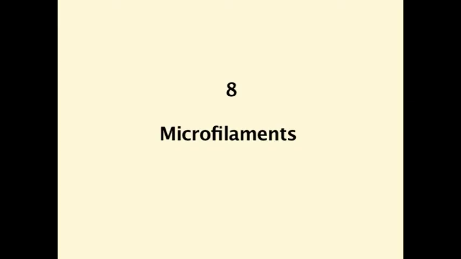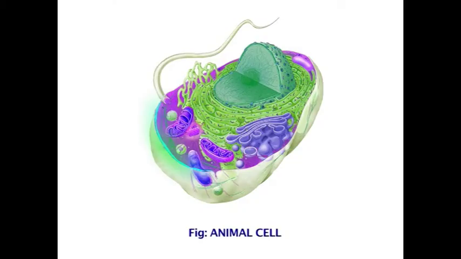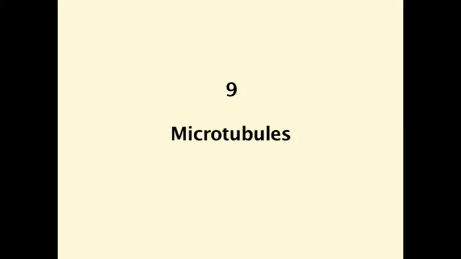Next are the microfilaments. Microfilaments are solid rods made of globular proteins called actin, and they also form an important component of the cytoskeleton. Next is the microtubules. Like all eukaryotic cells, animal cells also possess these straight hollow cylinders in their cytoplasm for transport and structural support.